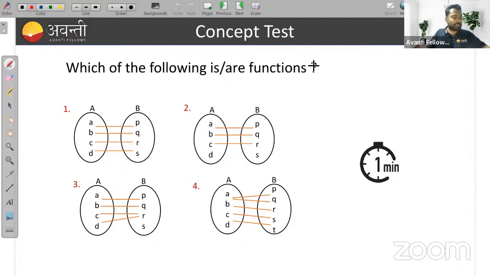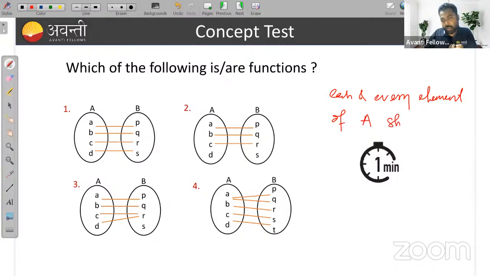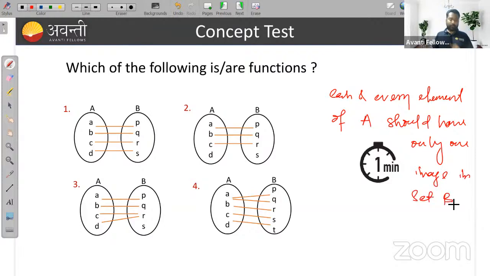Which of the following is or are a function? The condition is, again I am telling, each and every element of set A should have only one image in set B. So which is satisfying this condition and which one is violating the condition of function?